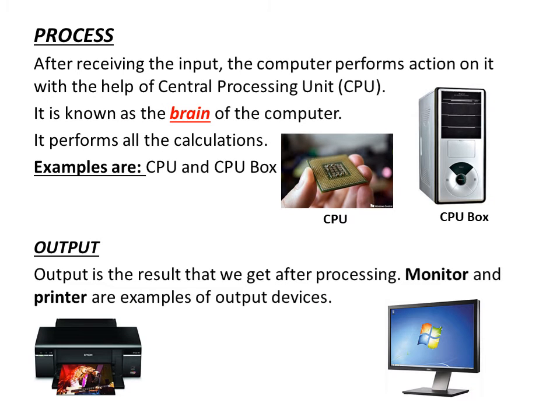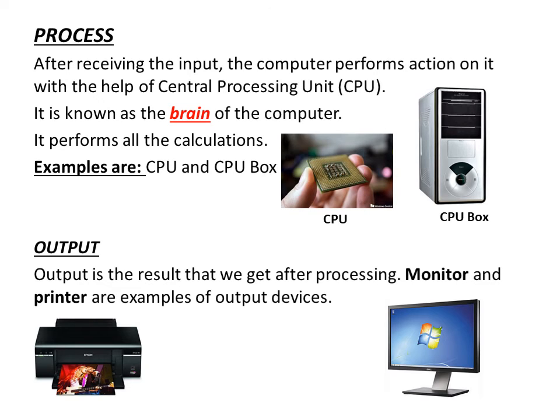Next is process. After receiving the input, the computer performs action on it with the help of central processing unit. Central processing unit is called CPU. And what is CPU? I have already told you in the previous chapter also. It is known as the brain of the computer. Okay? It performs all the calculations. You see here the picture, CPU, which is the brain of a computer, and this is a CPU box.